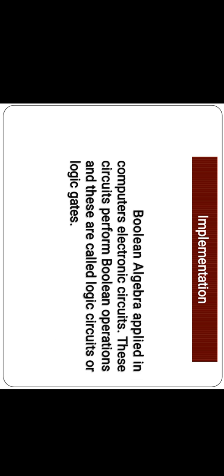Next, the implementation of Boolean algebra. Boolean algebra is applied in computers and electronic circuits. These circuits perform Boolean operations, and these are called logical circuits or logic gates.